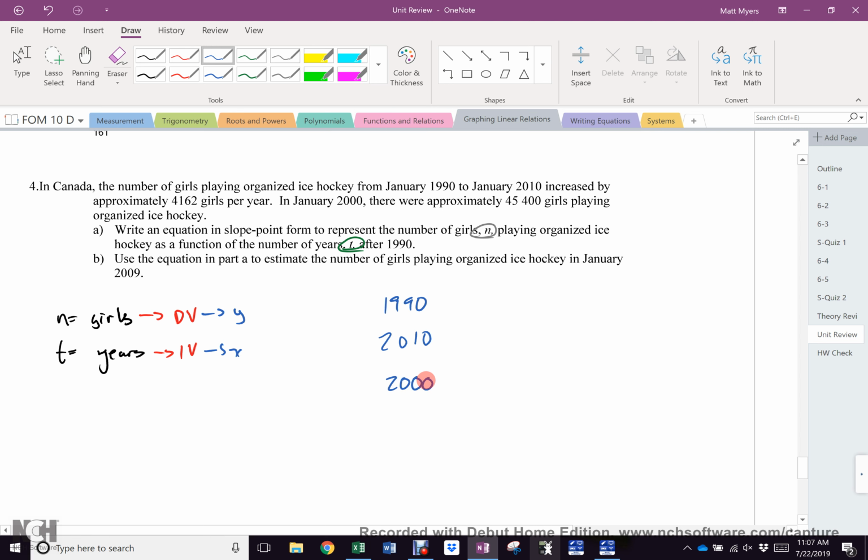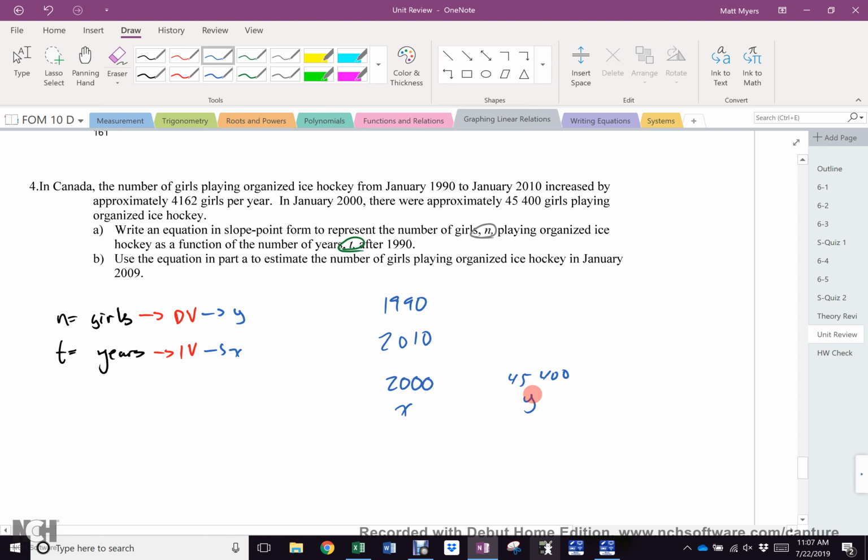Right? Do I know how many girls were playing in 1990? No. Do I know how many girls were playing in 2010? I do. Do I know how many girls were playing in 2000? How many? 45,400. Isn't that an X and a Y? Oh, okay, so now I have an X and a Y.